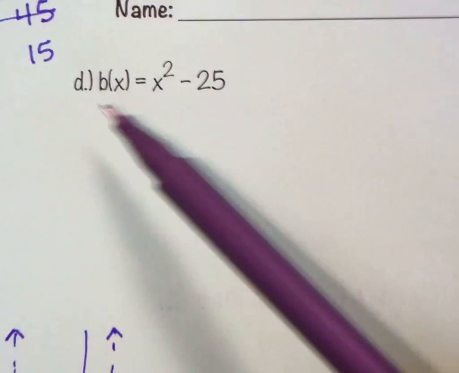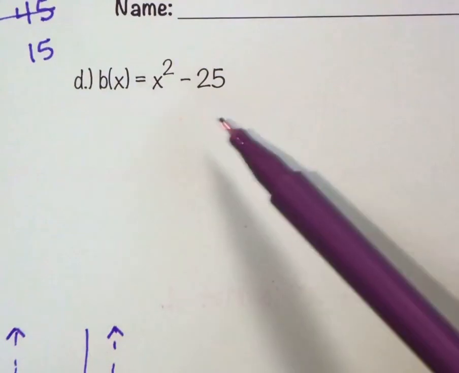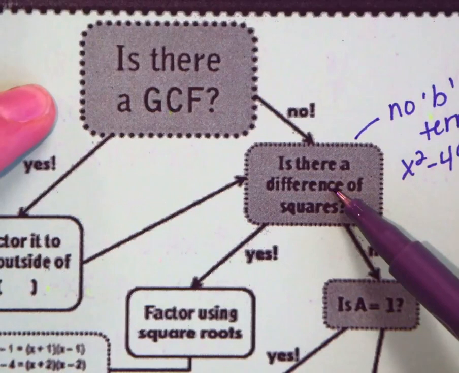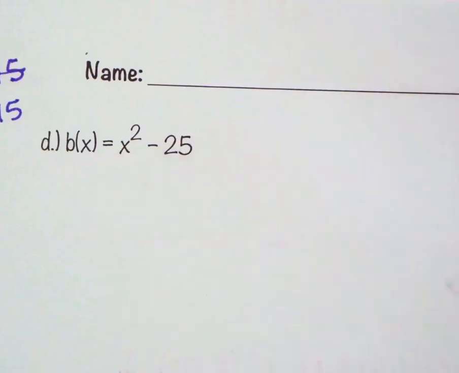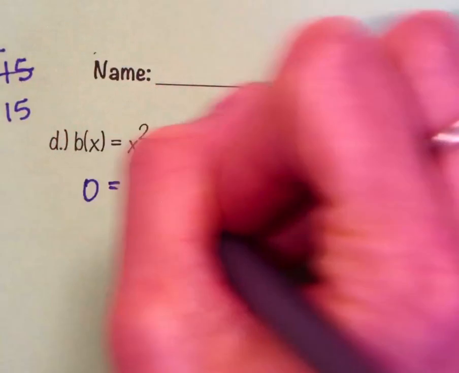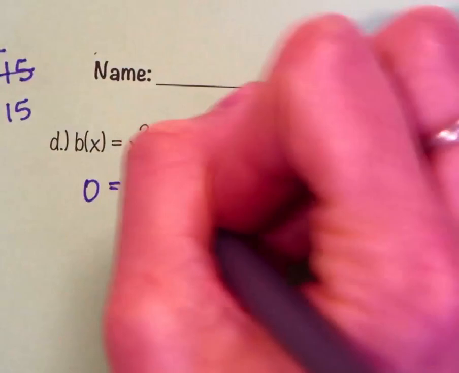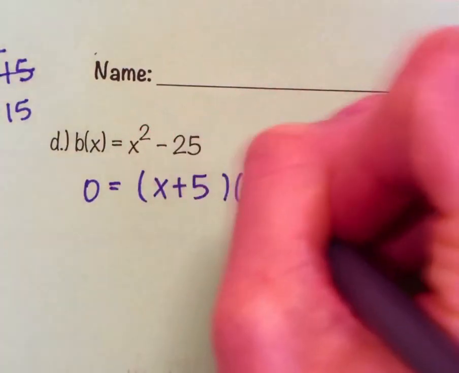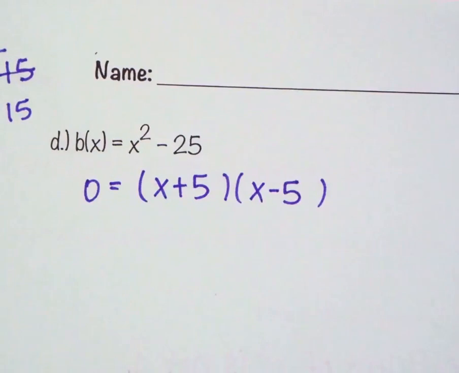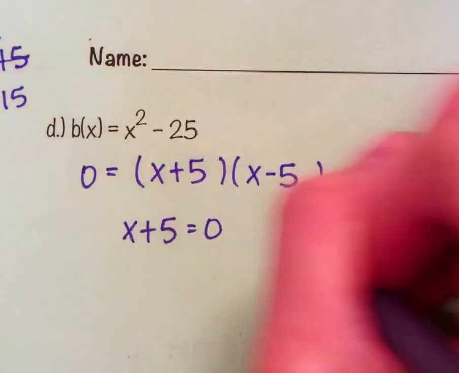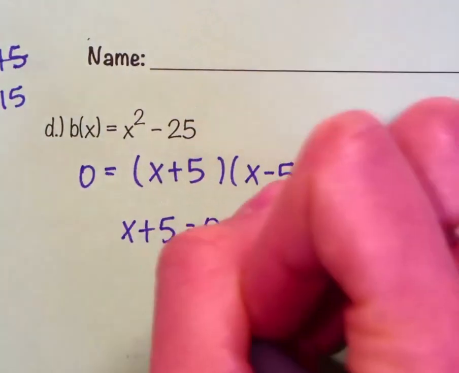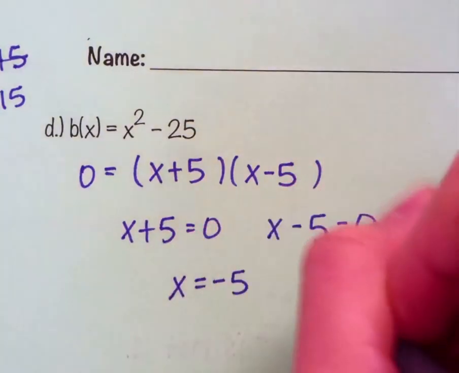Okay. All right, so for this one then, we go through the chart. There's not a greatest common factor. Is there a difference of squares? Well, I don't see a b term. I see that x squared and 25 are both perfect squares. So this is a difference of squares. So this will factor to x plus 5 and x minus 5. So if one of these has to be equal to 0, that means that x either is going to be negative 5 or positive 5.